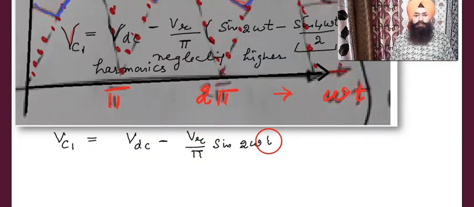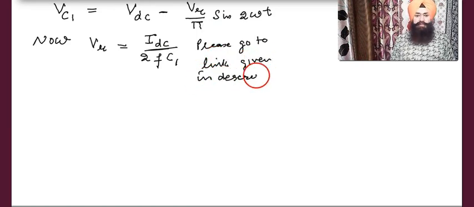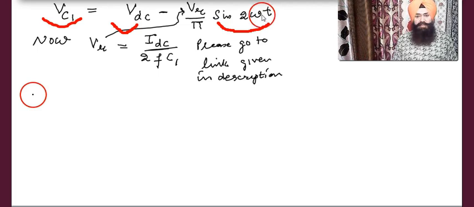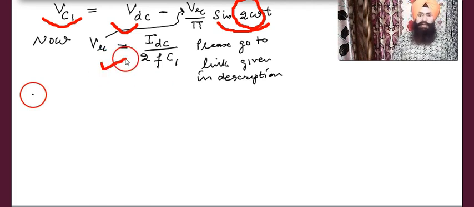So VC1 means output from the capacitor C1. So output from the capacitor C1 is DC as well as the AC. AC of frequency 2 omega. And this is the amplitude of the ripple upon pi. And I already explained how this expression comes. So please go to the link which is given in the description box.